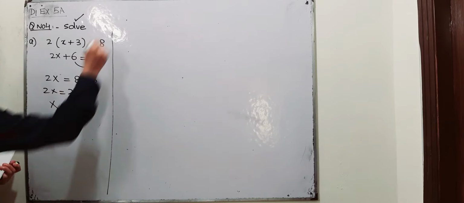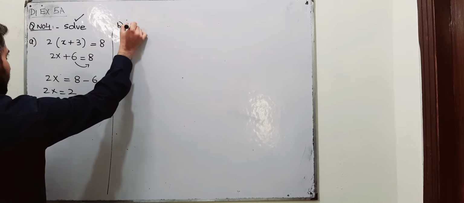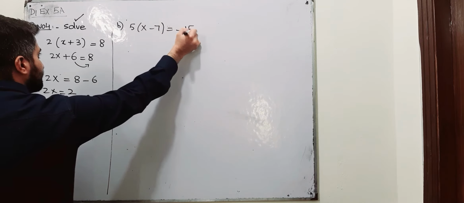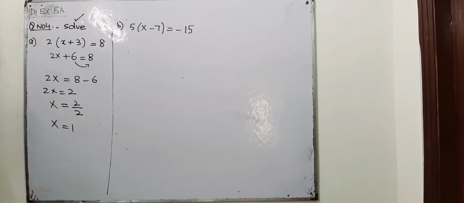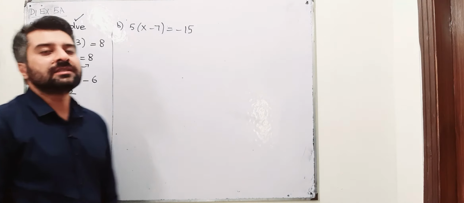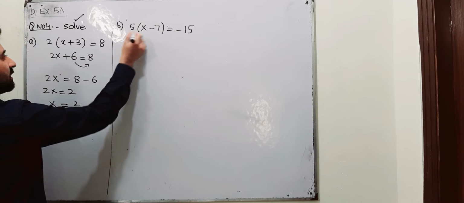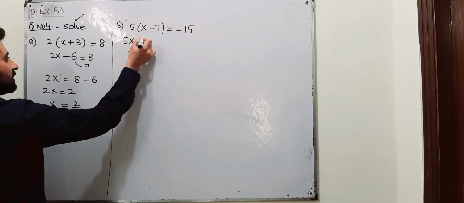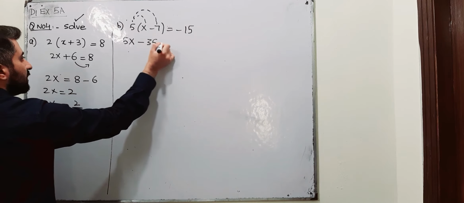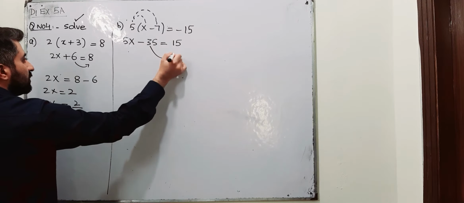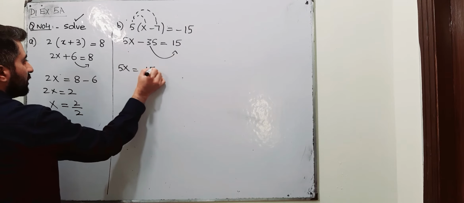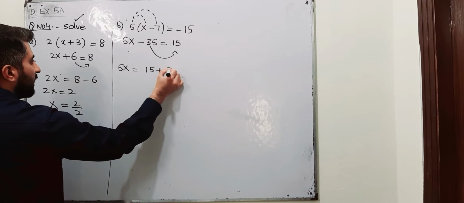Part number B of the same question, 5 bracket x minus 7 equal to minus 15. The same thing you need to do in this question as well. You need to find the value of the variable, and the variable is x. You need to open the brackets. 5 multiplied by x, 5x minus 5 into 7, 35, is equal to minus 15. Move this 35 to the other side of the equation. It will be 5x equal to minus 15 plus 35.